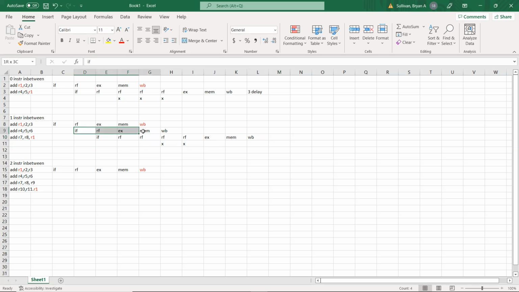When there's 2 in between, the 2 that don't conflict run as normal. And then you are reading at the write back, but the write back has yet to complete since it's reading and writing back at the same time. So you have to wait for the write back to complete, resulting in 1 delay.